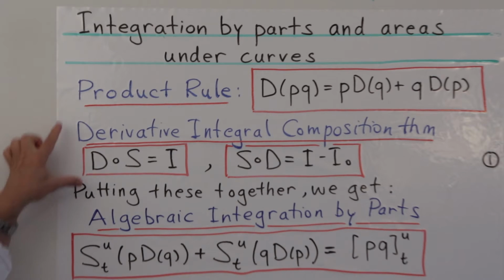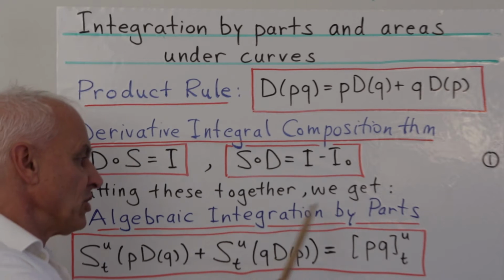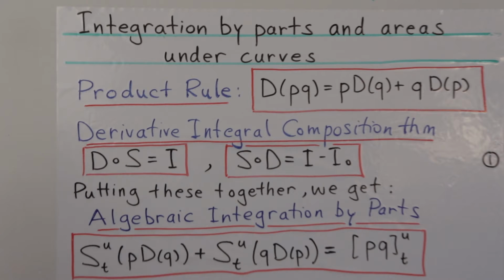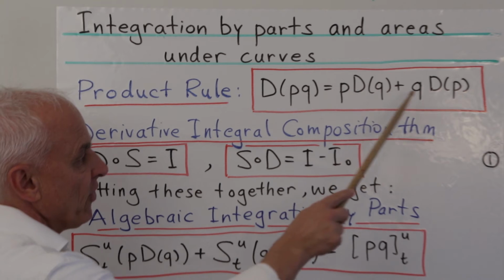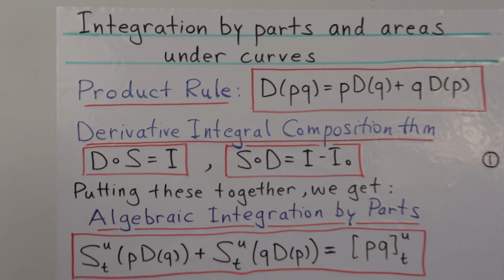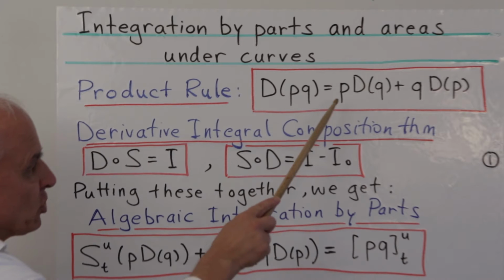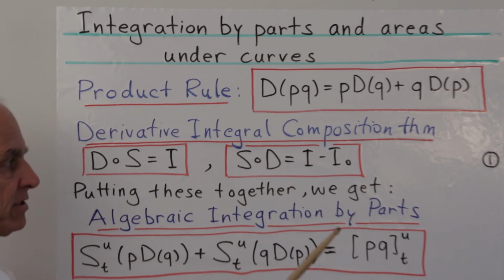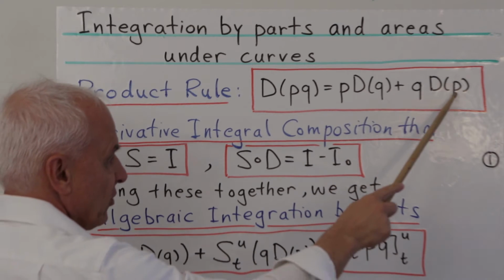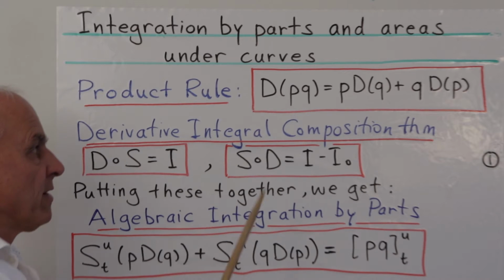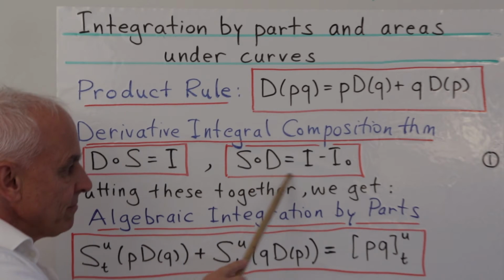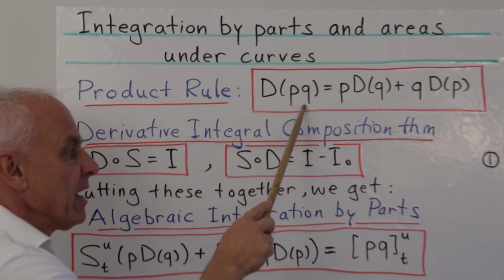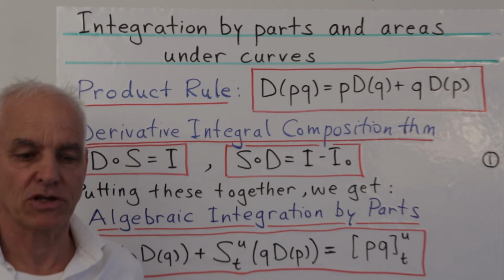So now we're going to put these two things together to get the algebraic integration by parts formula, which is right here. What we're going to do is apply the S operator to both sides of the product rule. So let's look at the right-hand side. If we integrate p dq plus q dp, well, the integration operator is linear, so this is the integral of this plus the integral of this. And that's going to be then the integral of this. Now that's covered by this case here. So we're going to get d composed with S, so we're basically getting this thing minus a constant term.